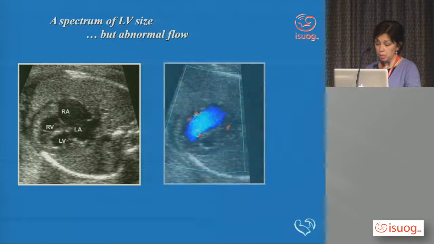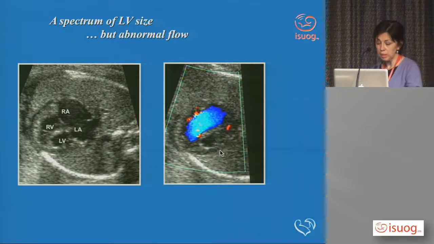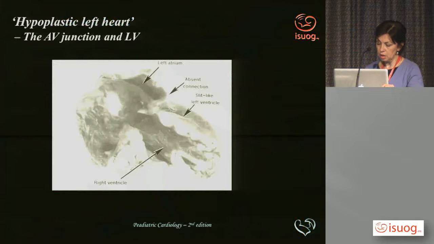But of course, when you put color, it's immediately apparent that that ventricle is a hypertensive ventricle. There was severe stenosis and no way out, so flow cannot get in because that ventricle is packed with blood at a very high pressure. So color is very useful to diagnose cases which may be borderline at around 20 weeks and may be passed as normal if you don't use color.